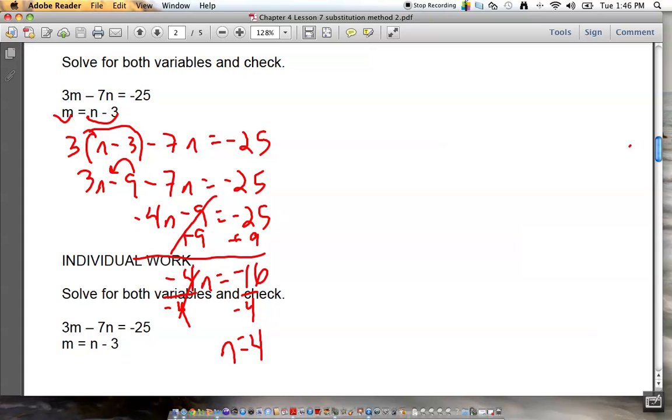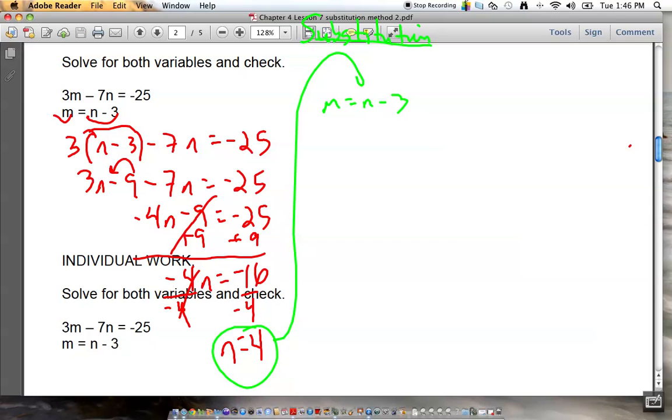Now, you've done all of the heavy lifting. All of the really hard stuff in this problem is finished. The beautiful thing about the substitution technique is that if you get to this point where you know n is 4, it's always so easy to find m. I just rewrite it, take the 4, dump it in for n, and what is 4 minus 3? 1.